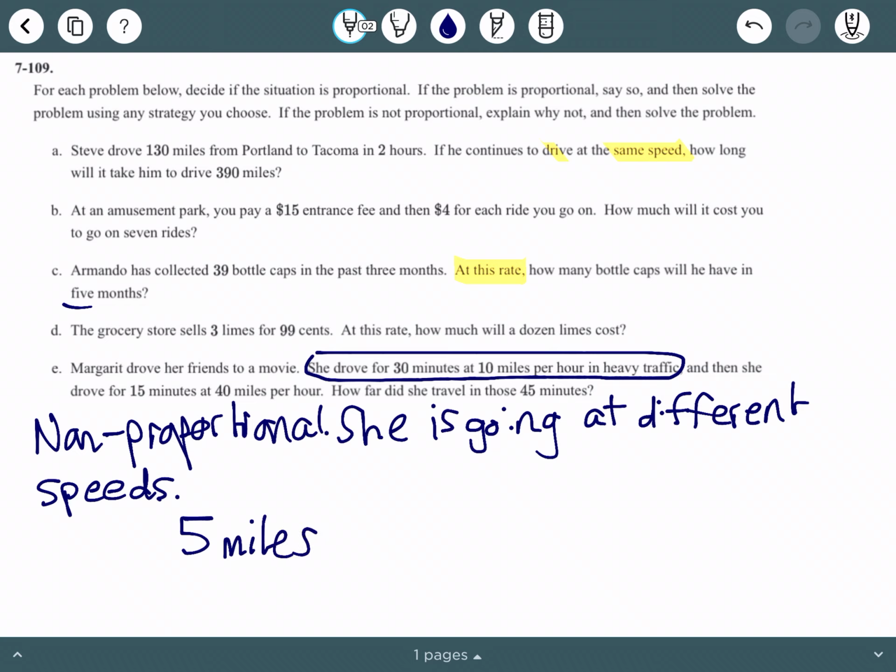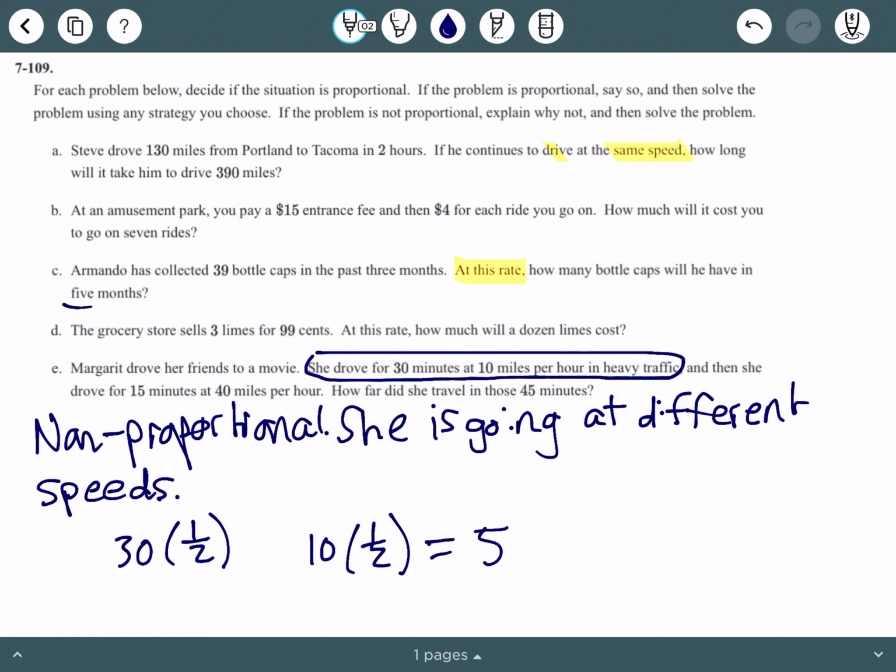And actually, I guess if we want to show our work for that, we could show 30 times 1/2 and 10 times 1/2, and 10 times 1/2 gives us that 5 miles. All right, so this first portion here is 5 miles.